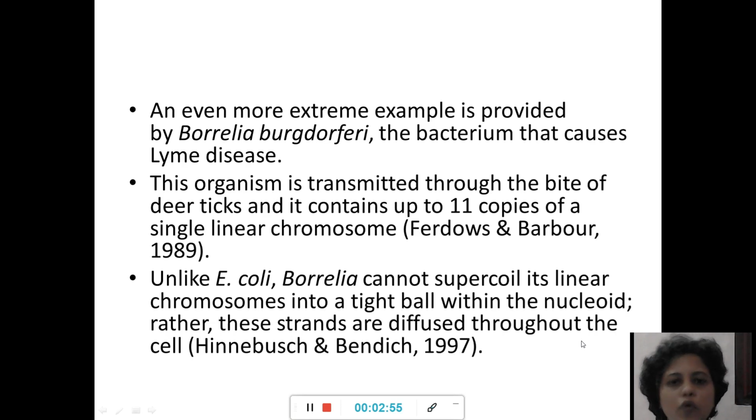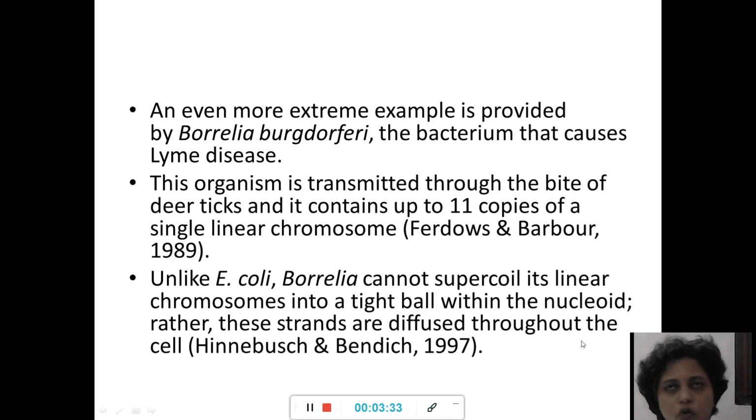A still more interesting example comes from Borrelia burgdorferi. Borrelia burgdorferi is a bacterium which lives on deer ticks, and when the deer ticks get transmitted from one deer to the other, this bacterium also gets transferred. It has been studied that it contains about 11 copies of a single linear chromosome.